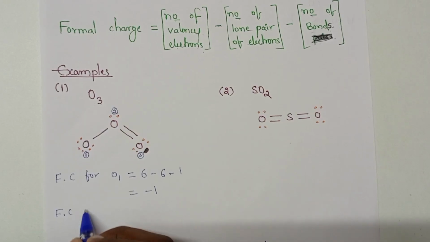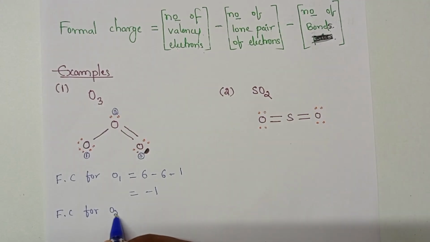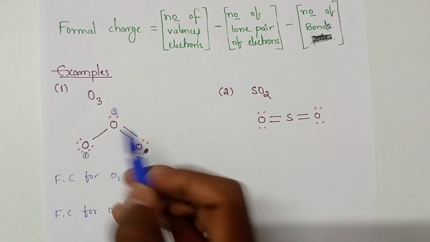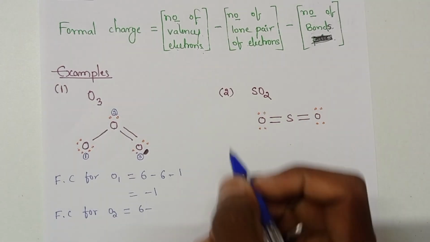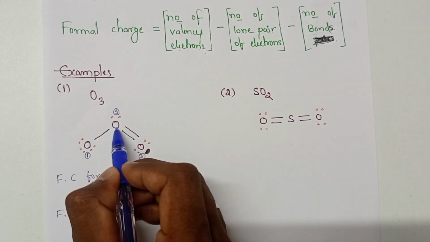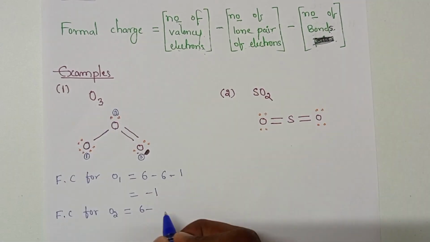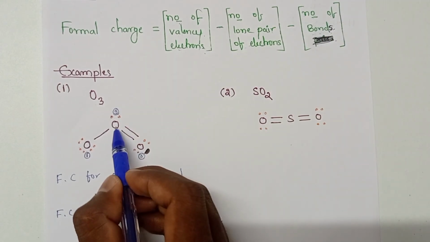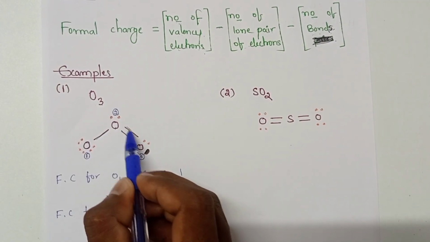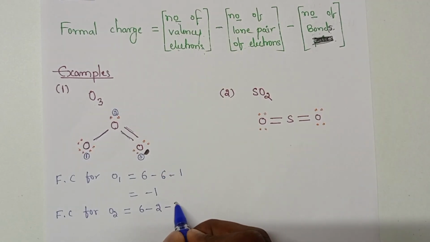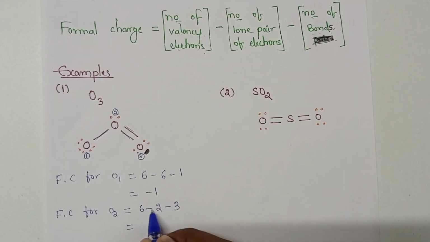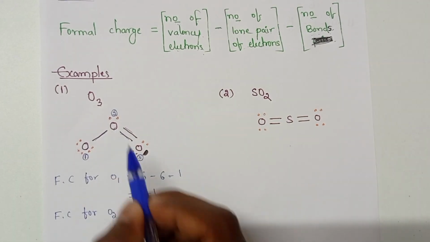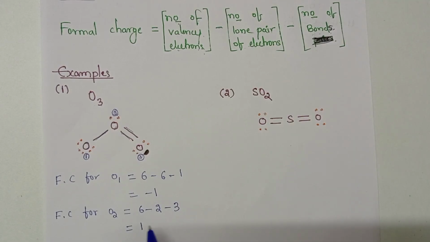Similarly, the formal charge for oxygen 2. For this oxygen, first we calculate the number of valence electrons of oxygen, that is 6, minus number of lone pair electrons. In this oxygen atom we have only 2 lone pair electrons, therefore 2, minus number of bonds. This oxygen has 3 bonds, 1, 2 and 3, therefore 3. Therefore 6 minus 2 minus 3 is equal to 1. Therefore the formal charge of oxygen 2 is plus 1.